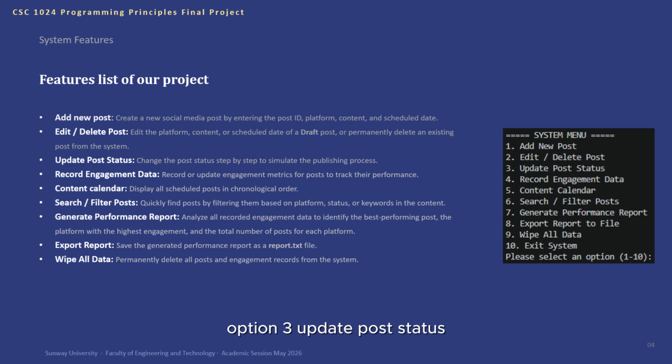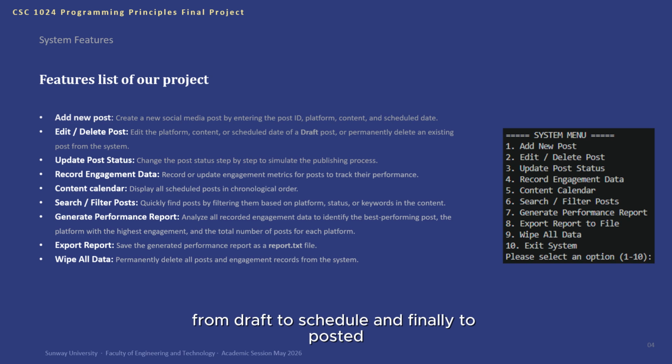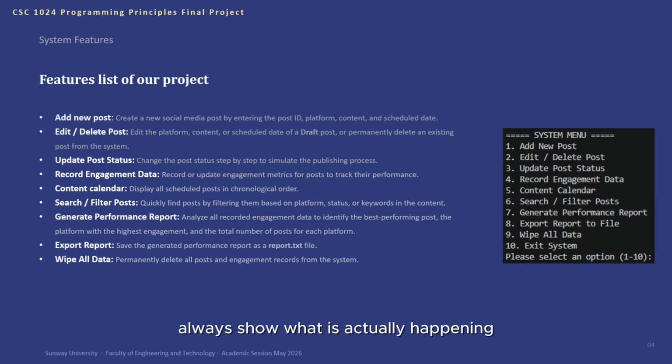Option 3, update post status, works just like real social media posting by letting users move a post step by step through clear stages from draft to scheduled and finally to posted, making sure the status always shows what is actually happening. For tracking and organizing, option 4, record engagement data.